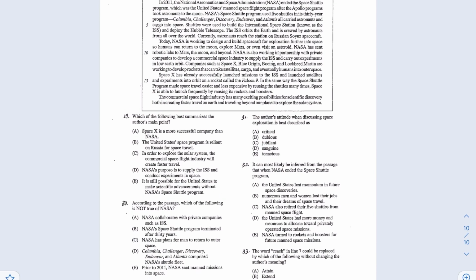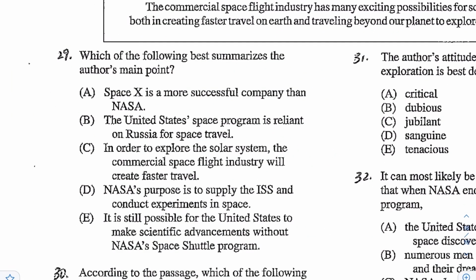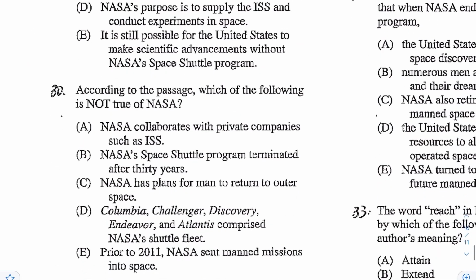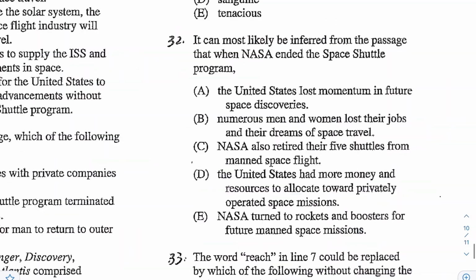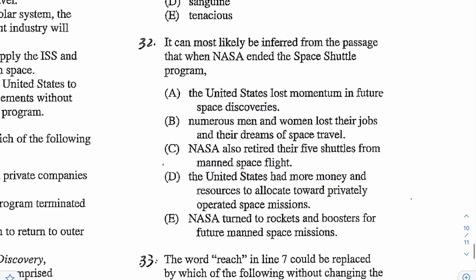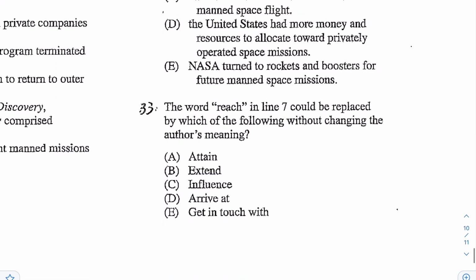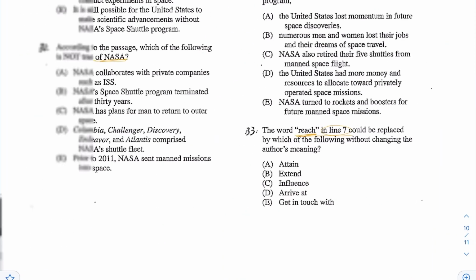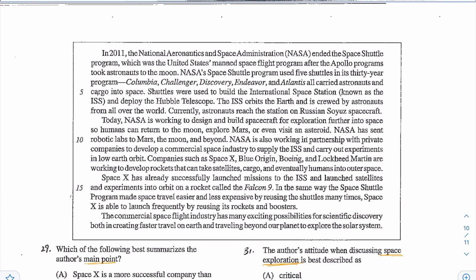Next, you have a short passage. So here you have main idea, and then here which is not true of NASA, and here the attitude when describing space exploration. So that's what this is about. And then you have NASA space shuttle program and the word reach in line 7. So let's find that first, and you can underline that. So it's a pretty short passage.